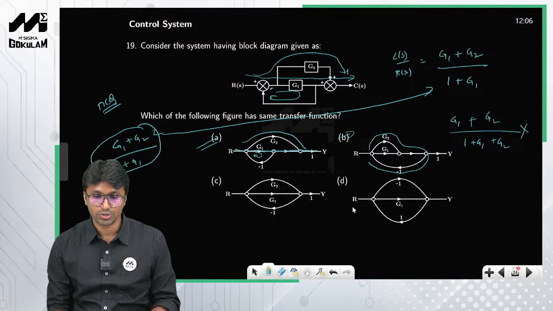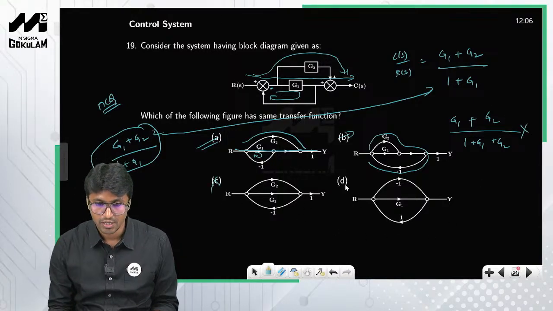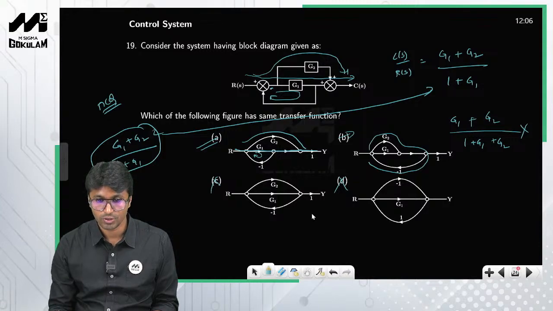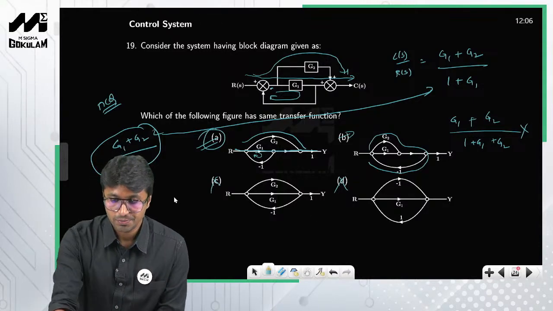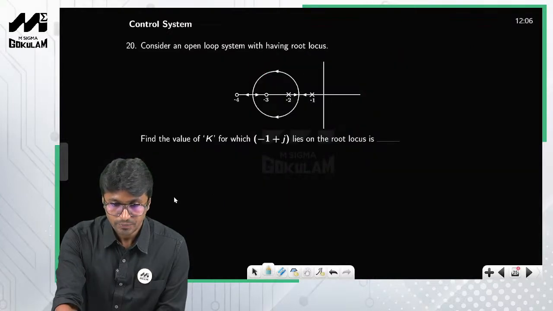Now similarly you can also check it for option C and D. This will not get a transfer function similar to this one, so therefore the correct answer is nothing but option A, okay. Now let us move on to the next question.